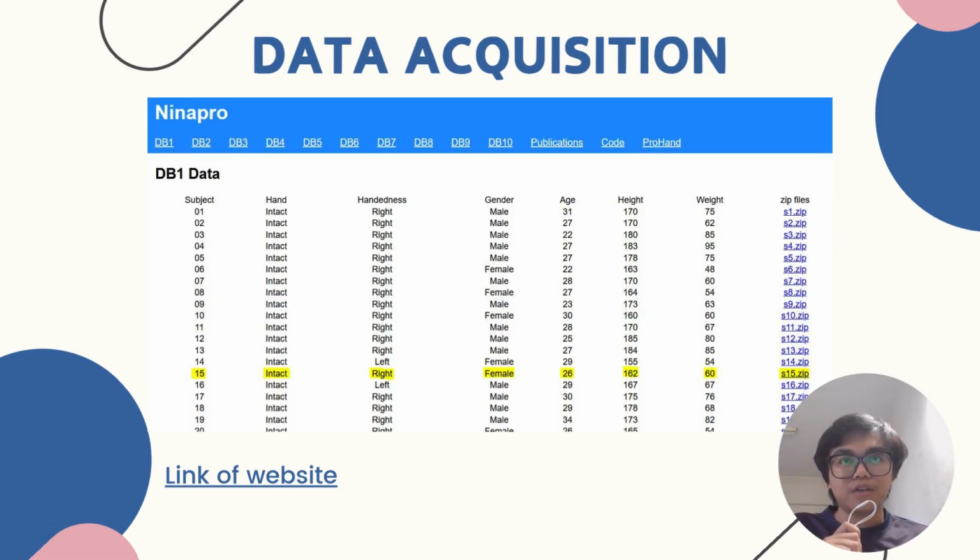As for the data acquisition, we use Nina Pro. Basically, Nina Pro is an online website where you can find any biological signal, especially EMG. The reason we use Nina Pro is because it is easy to obtain signals and quite straightforward. The data is also represented in MATLAB, which is easy to use. And here I also include the link for the website.